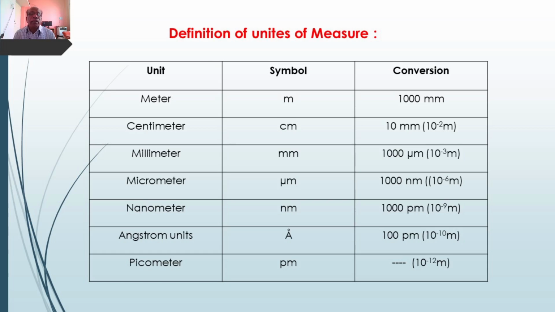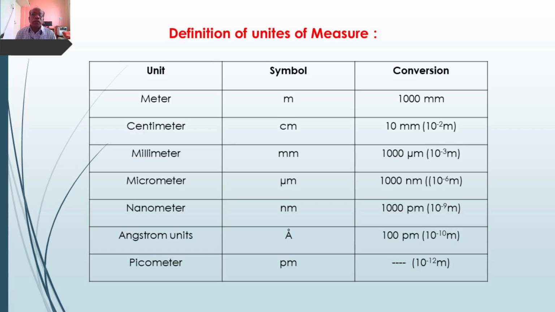Then micrometer is represented by mu small m, and 1 micrometer is equivalent to 1000 nanometer, or this can be denoted as 10 raised to minus 6 meter.